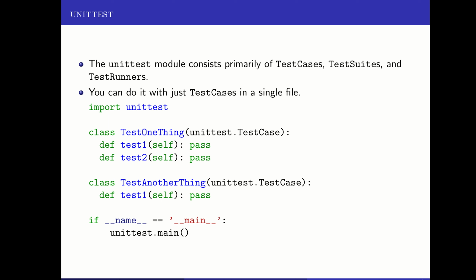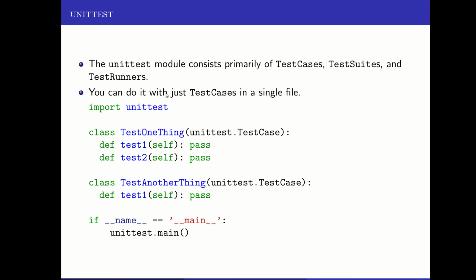So the unit test module in Python, which is built in, consists primarily of test cases, test suites, and test runners. So individual groups of tests to test some feature, larger groupings of tests that we can get larger sorts of results for, and then things for running tests.